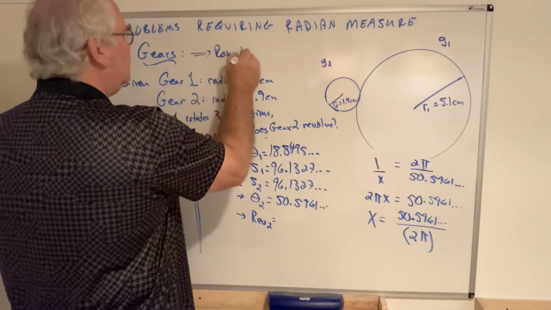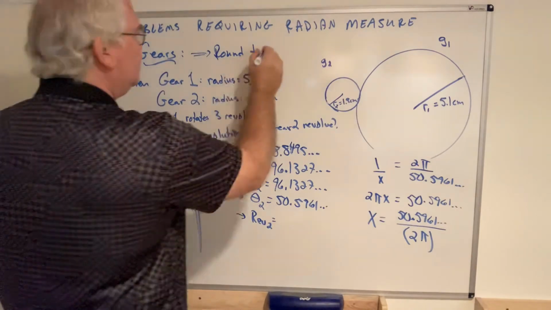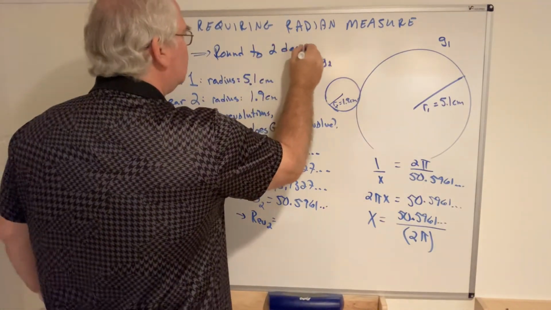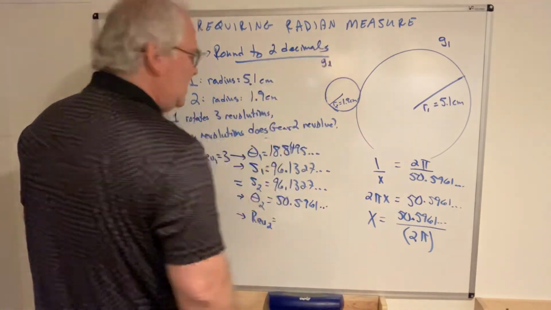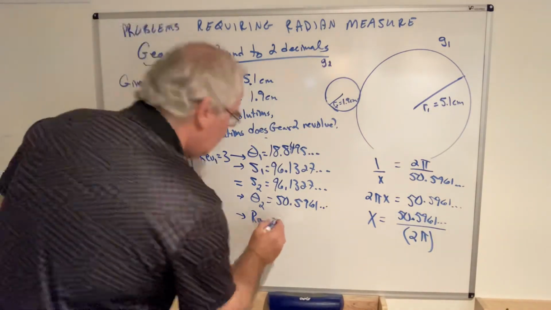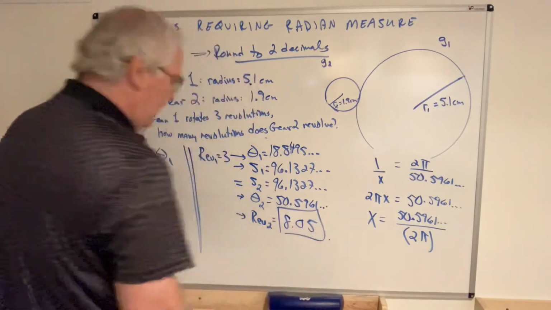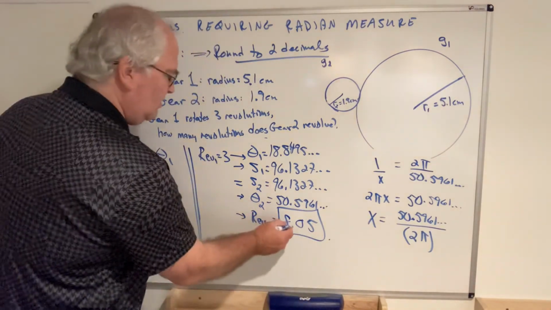And so that value works out to be, and finally, at the very end, round to, what did I ask for here? Round this to 2 decimals. Your last value, and only your last value, is 8.05. And that's revolutions if you want a unit.